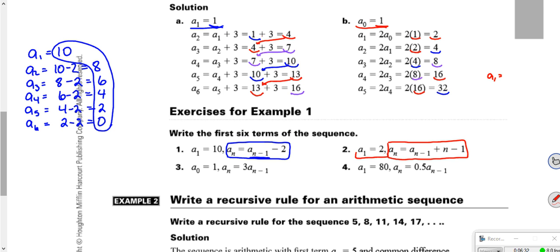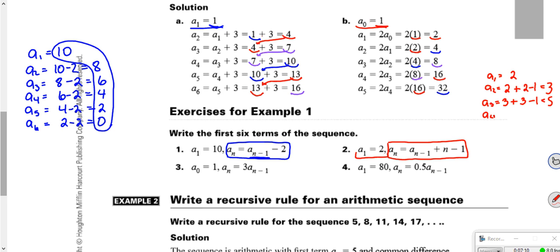So A1 is 2. They gave us that one. A sub 2 is going to be A sub 1, which is my 2, plus 2 minus 1. Well, that's going to give me a 3. Okay, 2 plus 2 is 4, minus 1 is 3. Now, my third term is going to be, again, my previous one, that's a 3, plus 3 minus 1. Well, 6 minus 1 is 5.